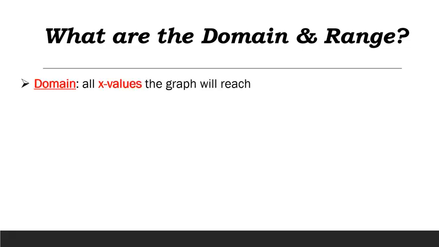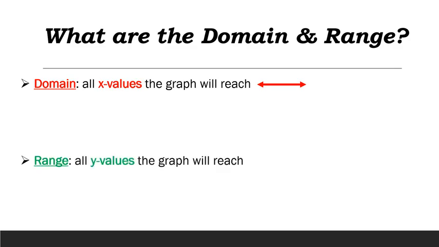The domain is referring to all x values that a graph is going to reach. So that's looking as far left as you can go and as far right as you can go. And the range is all y values that the graph will reach. So that's going to be how low is it going to go and how high will it go. So how far up and how far down for the range, and how far to the left and to the right for the domain.